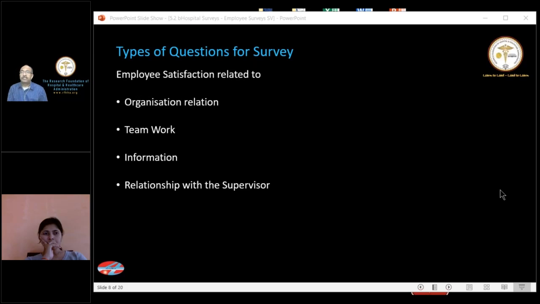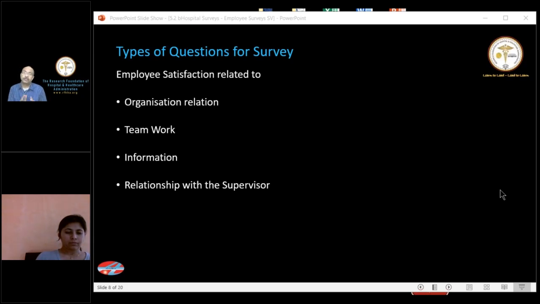So what are the types of questions that are asked when we make an employee survey form? If you browse through the net and try to see what kind of employee satisfaction or survey forms are there, you'll find a large number of them. There is a huge variety, and you could possibly take any of them that suits you. But it is important to understand the motive behind a particular survey.